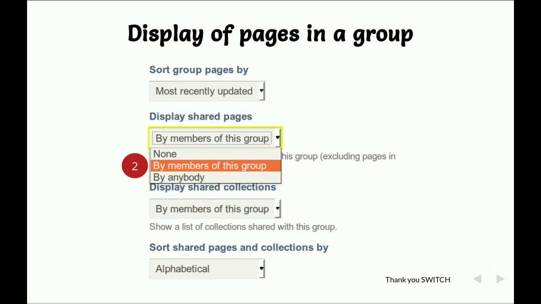So what you can now say is, yes, I only want to see the pages by members of this group. And of course, also when you share pages or collections, you can see whether only by members of the group or by anybody. And also then display shared pages and collections in alphabetical order or according to last updated.